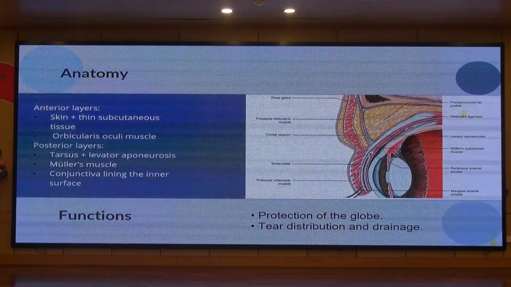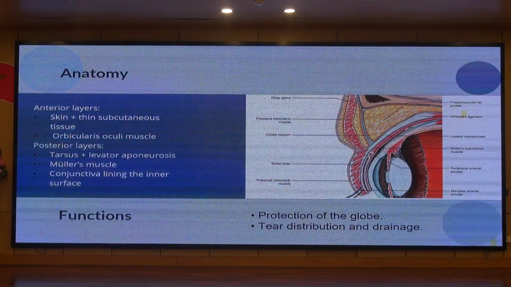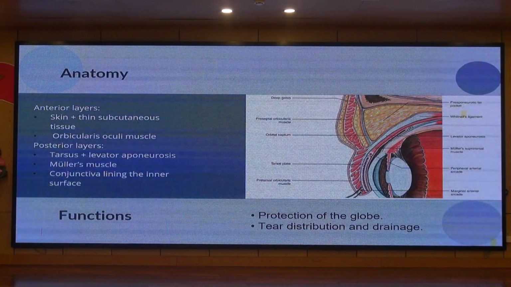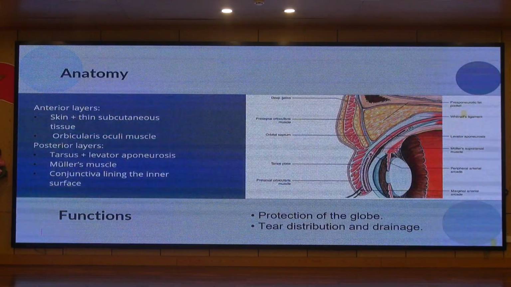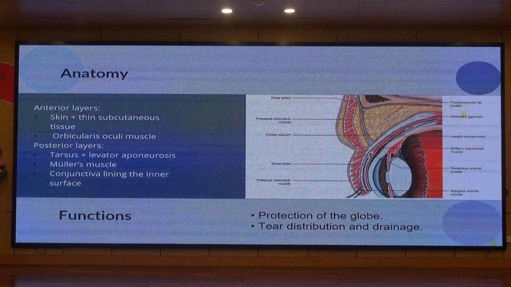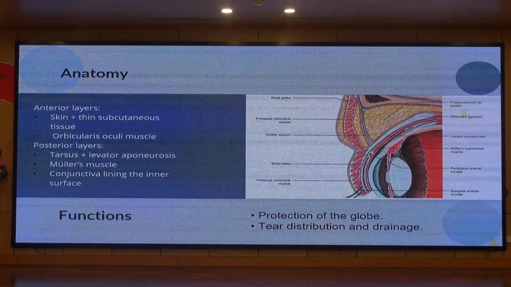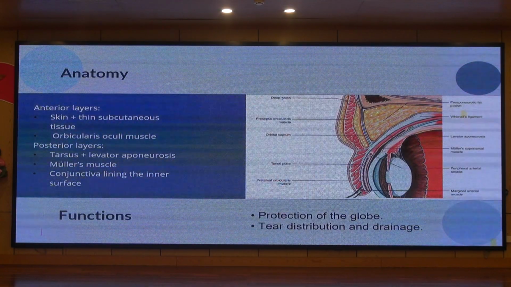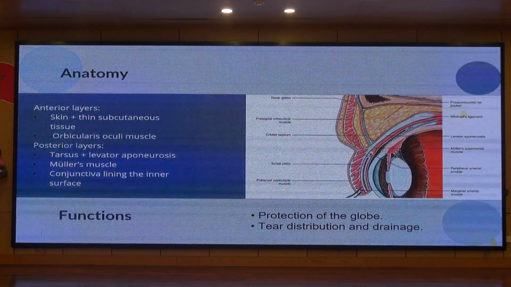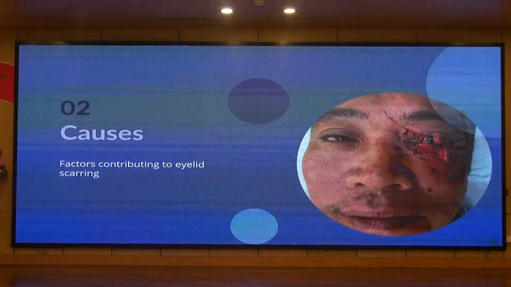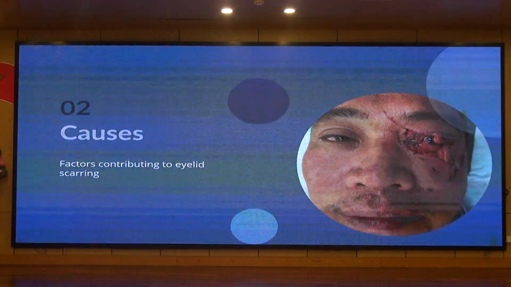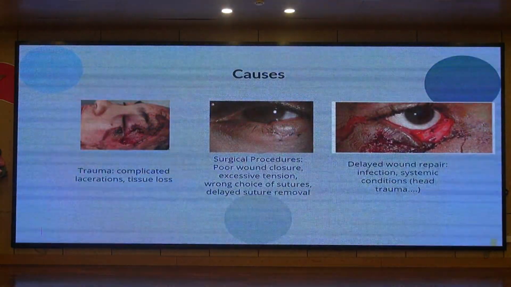The function of the eyelids is to protect the globe and to distribute and drain tears. If we have a malfunction of the eyelids, the globe will be at risk of perforation and visual loss, and the patient has tearing. So what are the causes which contribute to eyelid scarring?